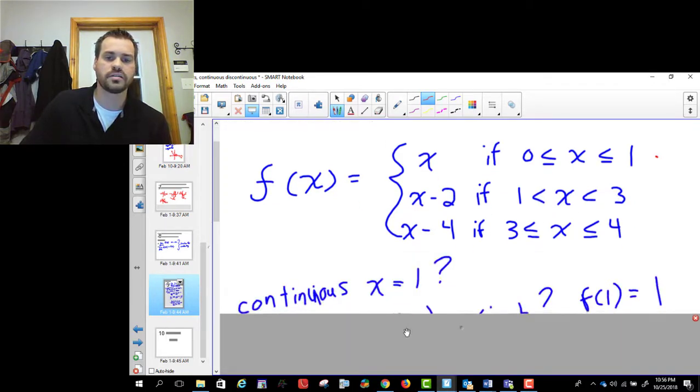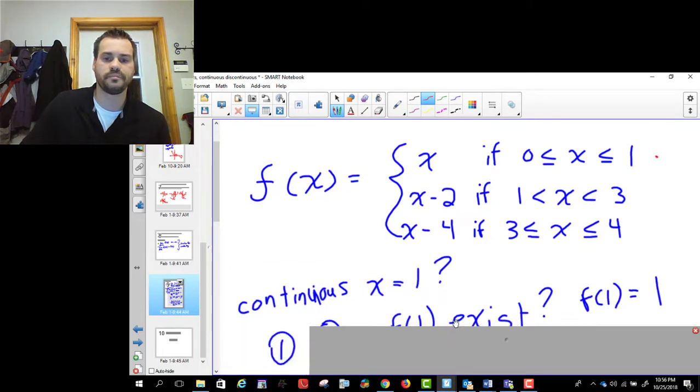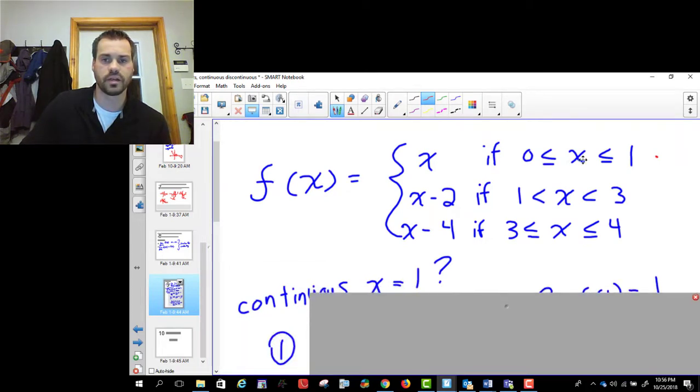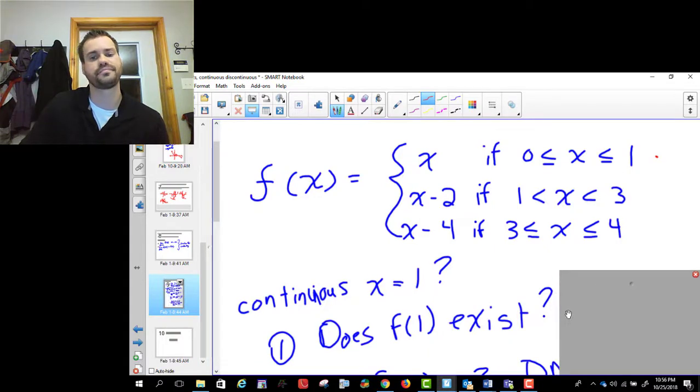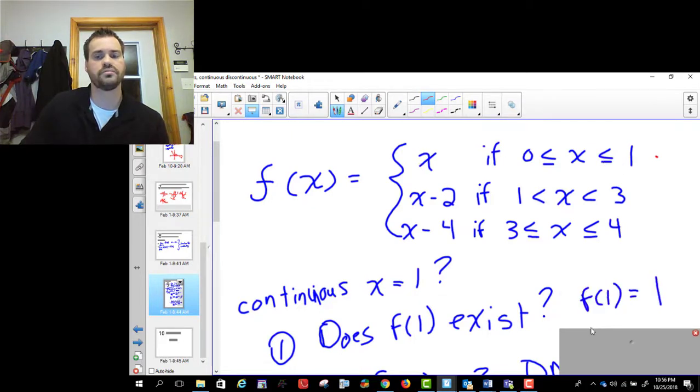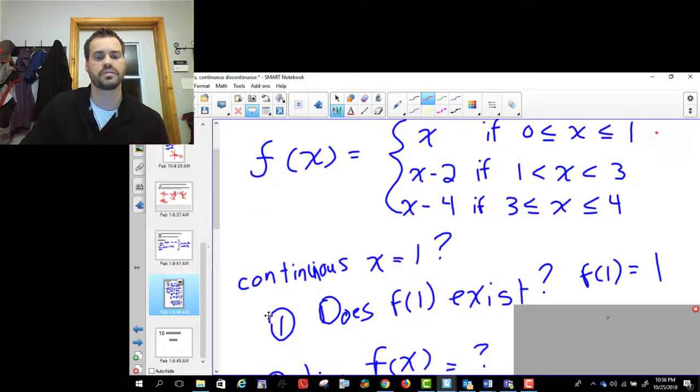Okay? So let's just look at, is it continuous at 1? All right, so we're going to look at this jump first. So first rule for continuity says it's continuous at 1, first of all, if f of 1 exists. Okay, so when x is equal to 1, it's x. So I say f of 1 is 1. That is true. It works. It does exist.